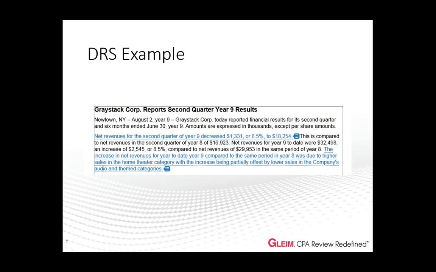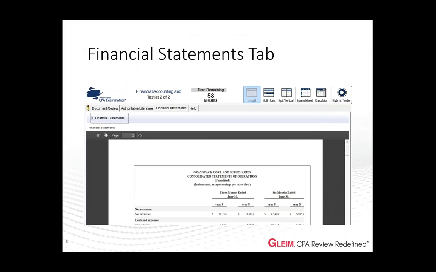So we would go up to that top corner and select the Financial Statements tab. This is the first page of the Financial Statements tab. This is the Statement of Operations. Let's take a look at how Graystack has organized their columns. The first two columns on the left are the 3 months ended June 30th, in other words, just the second quarter results for each year, year 9 and year 8. The second two columns, on the right, are the 6 months ended June 30th, in other words, the year-to-date columns.